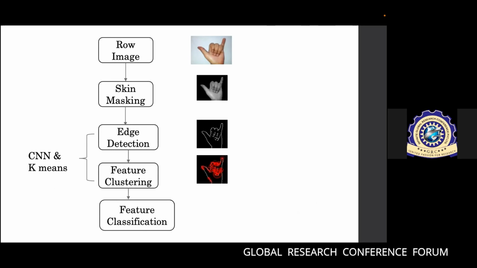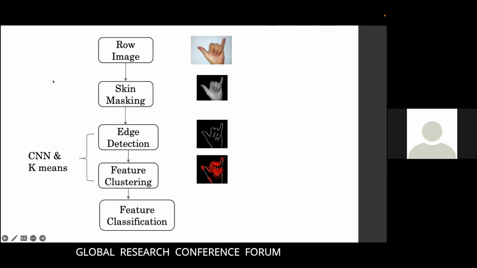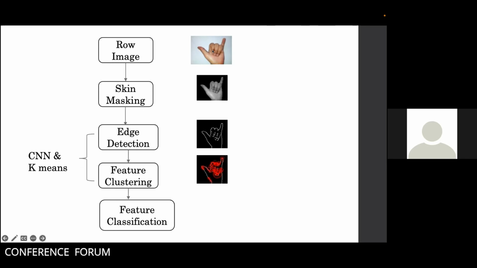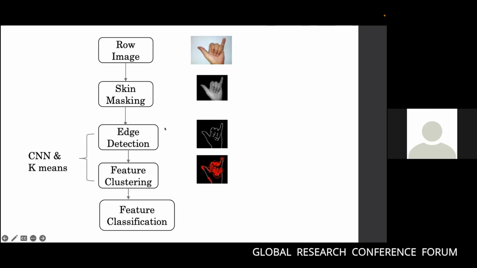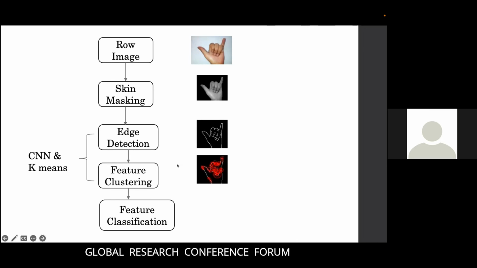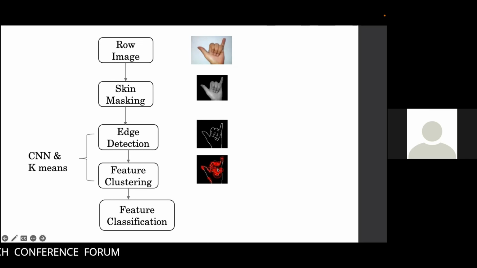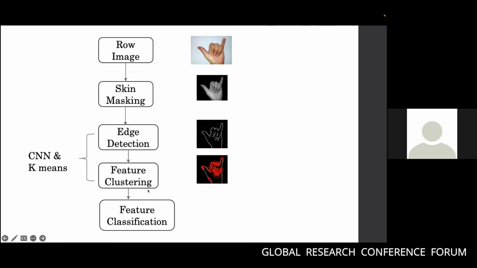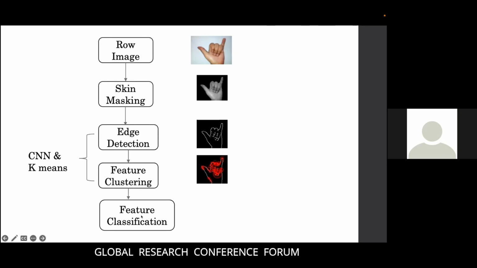Yeah. And this is the traditional CNN model that we have. We have the raw image, let's say, and from that raw image we'll have skin masking. Then again we have the edge detection. Then we have the hotspot of that one, and we'll take features from feature clustering from that one, and then feature classification.